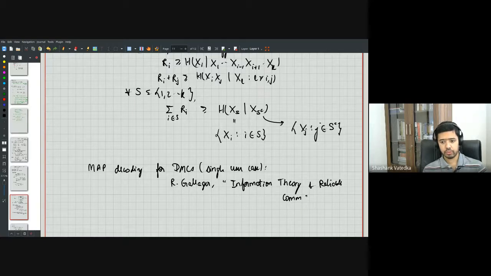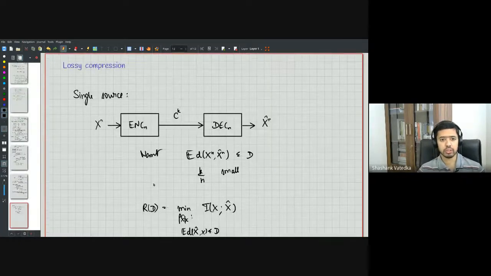Okay, so let's stop at this point. In the next class, I'll do a brief discussion about lossy compression. Again, in the interest of time, I will not get into this in too much detail, but at the same time, I want to highlight the differences between lossy and lossless compression, and discuss the connections between lossy compression and channel coding. It turns out that the two are related in some form.